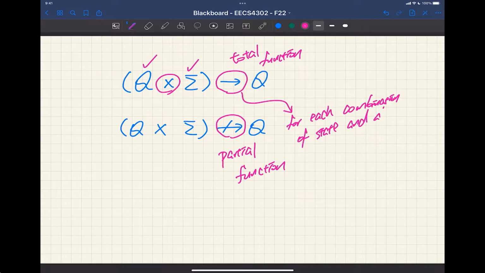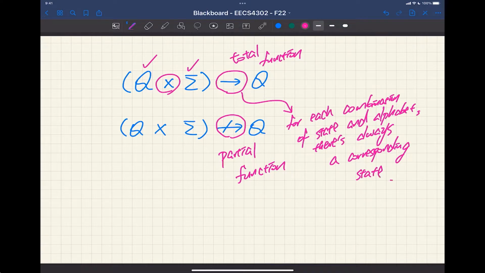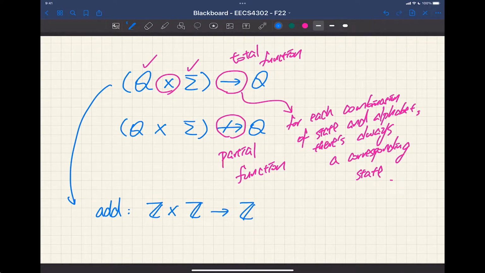And alphabets, there is always a corresponding state. Right? For example, let me give you another example just for analogy. You can think about addition. Addition, you can think about it's like from integer, cross product, integer, and then it's always going to give you another integer. Agree? Any two integers, you will never have any undefined result.